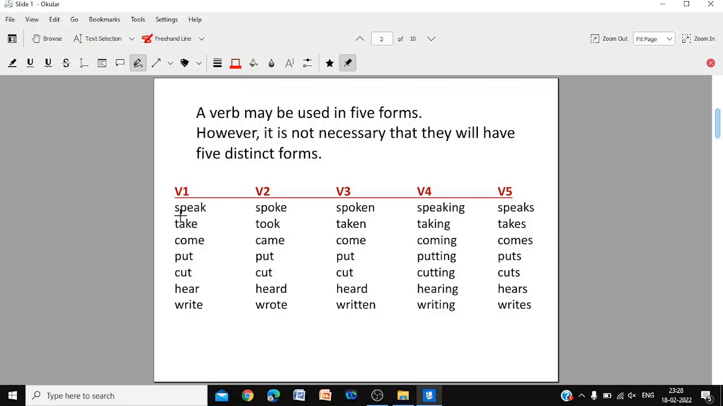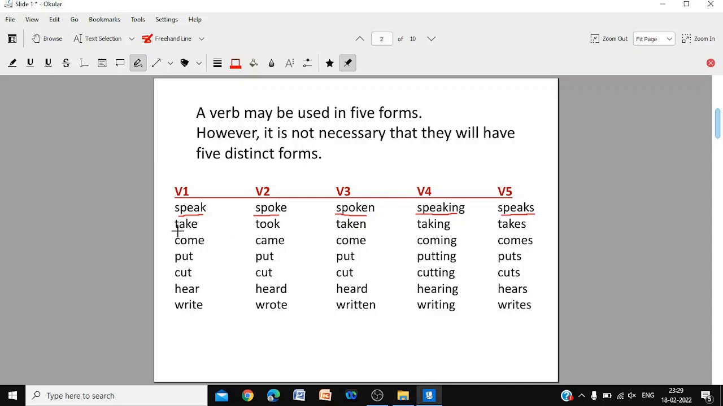For instance, speak. V1. This is a root verb. V2 is a past tense. Spoke. V3 is a perfect form, also called past participle form, spoken. V4 is a continuous or progressive form ending in ing, speaking. And V5 is the same as V1 with a terminal S added. Speak, we add one S to make it speaks.